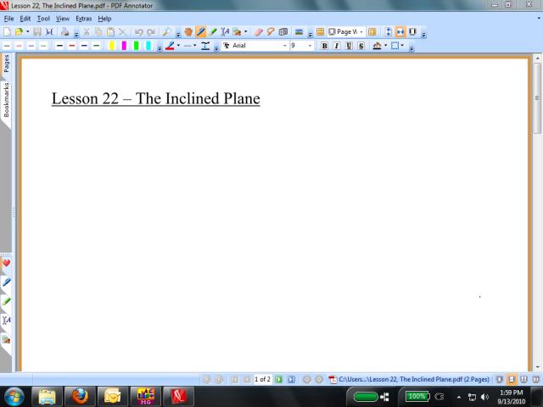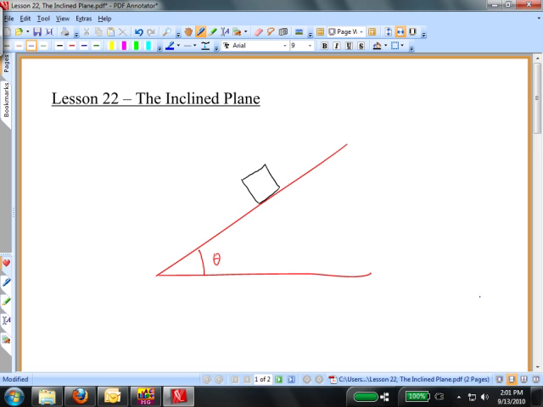So let me sketch a diagram of an object on an incline, and let's take a look at the forces that are involved. Let's start with a frictionless incline and look at what forces are acting on this box. So we seek to sketch a free body diagram.